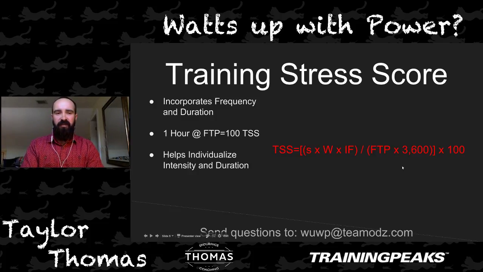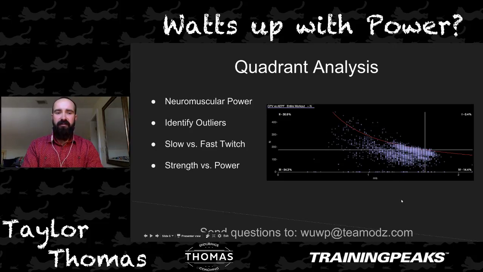So normalized power, intensity factor, training stress score, those are all great metrics that help us look outside of average power and help us understand, again, frequency, duration, and intensity as it relates to the types of efforts that we're producing on the bike.